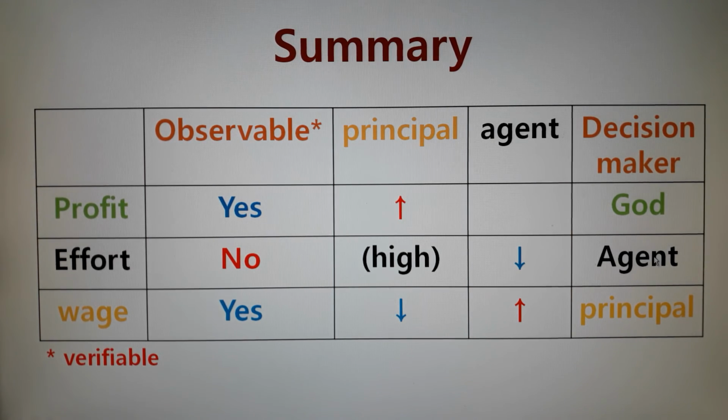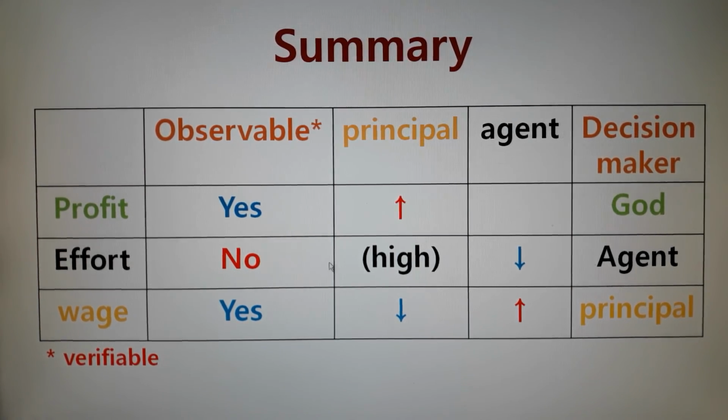So, the problem is, Tom wants the effort to be high, to have high profit, but Bill, the agent, wants it to be low. What about wage? Of course, Bill, the part-time worker, wants a high wage. However, unfortunately, it would be decided by Tom, who wants the wage to be low. So if you just look at profit and effort together, the principal wants them to be high, the agent wants them to be low. Wage, the principal wants it to be low, the agent wants it to be high.